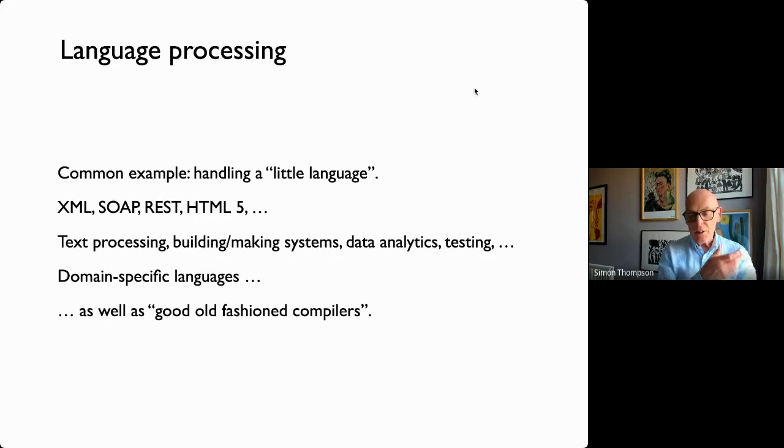There are text processing languages. There are systems like Make and more modern systems, which allow us to describe how to build a system. There are systems for data analytics, systems for testing. And so often what software engineers have to do is process these languages. And that's as well as there's a whole other area of good old-fashioned compilers. That used to be a subject that was at the heart of computer science. I think people teach it perhaps less than they used to 20, 25 years ago. But even if you're never going to have to think about designing a compiler, you will probably find that you're working with a language some way or another.